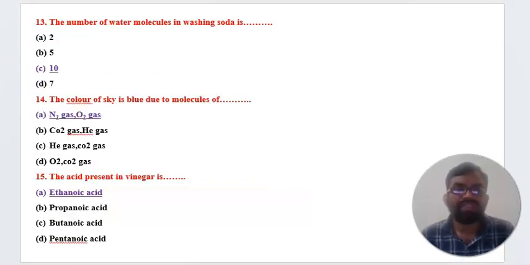Now coming to the 13th bit, the number of water molecules in washing soda. So in washing soda, the water molecules are 10 H2O. So here the right answer is C.